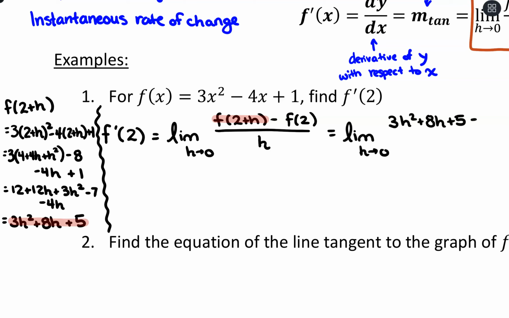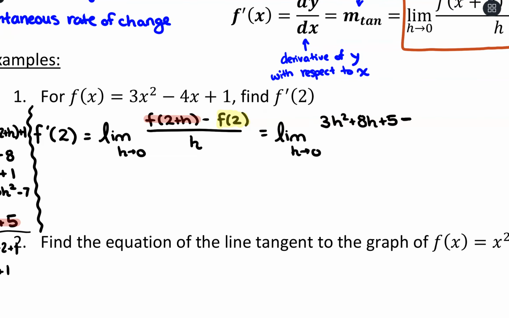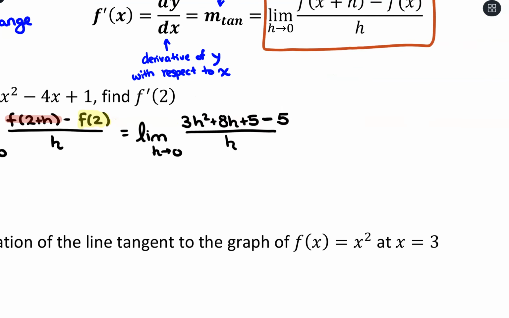minus, and then I want to find f of 2. So f of 2 is more straightforward because we're just plugging in a value. For f of 2, we're looking at 3 times 2 squared minus 4 times 2 plus 1, which is 12 minus 8 plus 1, so 4 plus 1 is 5. So we're going to substitute this value of 5 for f of 2. I have subtraction as part of the format, minus 5 all over h.